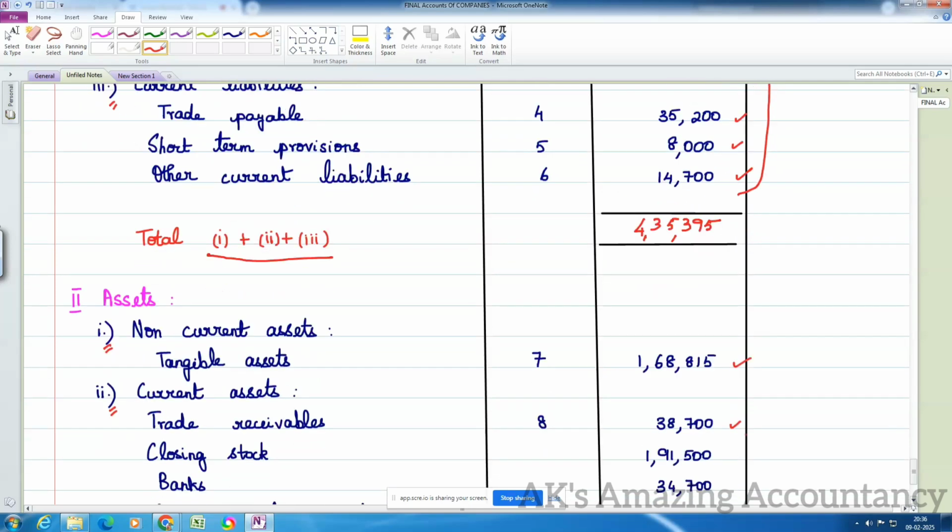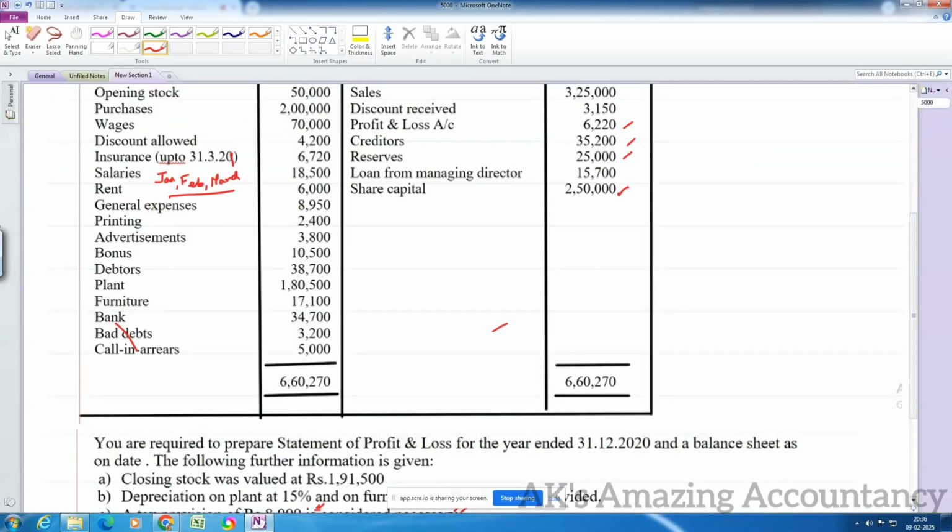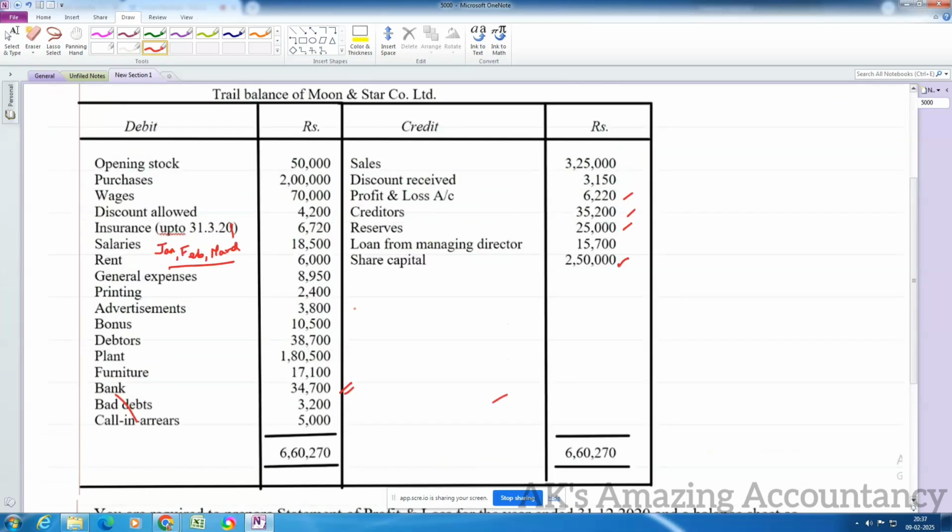Then we have the rest of the items like closing stock, which has to be recorded. Then we have the bank amount, which is given. So you can just look at the problem for this. How much is the amount of bank that is given to us? Let us just have a look. It is given as 34,700. As I told you already, those items which are given in the trial balance, which were not taken for the preparation of the statement of profit and loss, all those items will now find a place in the balance sheet. So bank is again an item of current asset, so that will come here.